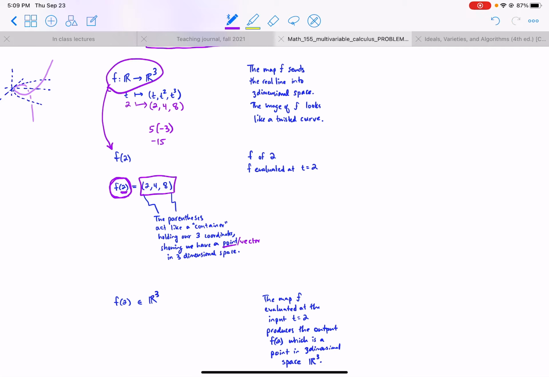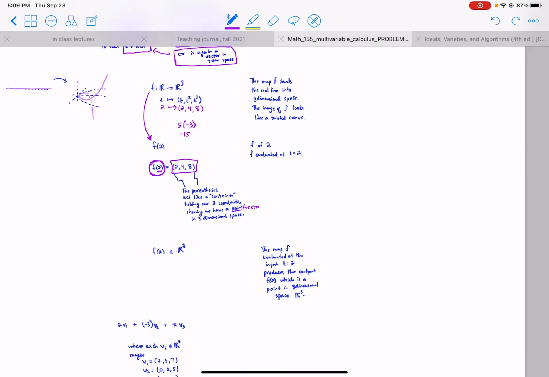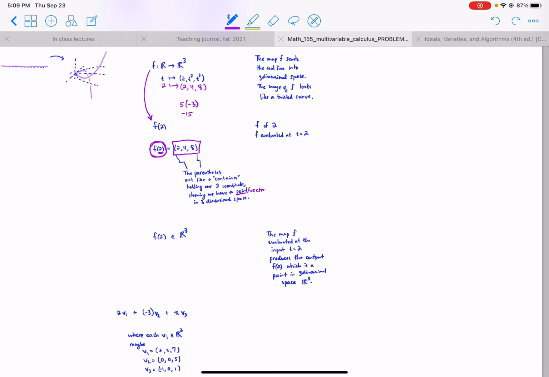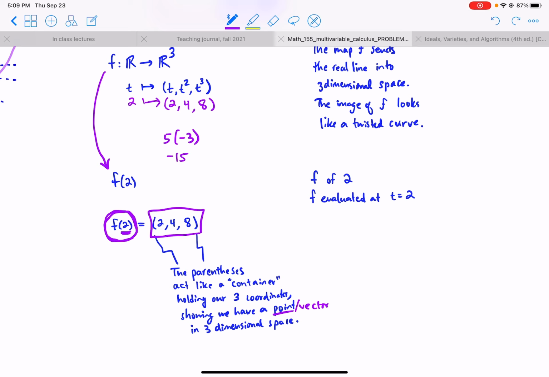Well, because f was a map. And we wrote down that map specifically, and it has 3 components. So it lives in 3-dimensional space. So again, there are all these different ways to have parentheses. Sometimes they mean multiply numbers. Sometimes they're a container for a 3-dimensional point. Sometimes they're evaluating a map. And it's really important to know which one is which. When you're writing your own formulas, you need to say which one is which. You can't just write f of 2 without telling me what f is. You have to tell me that f is a map. Okay.